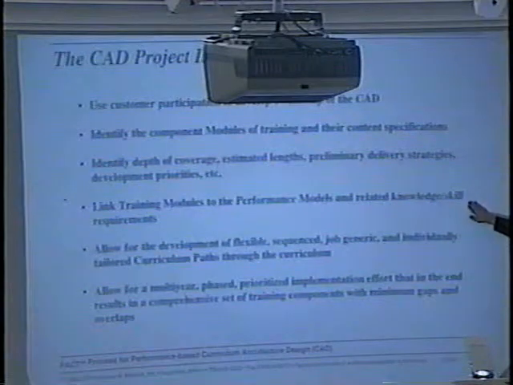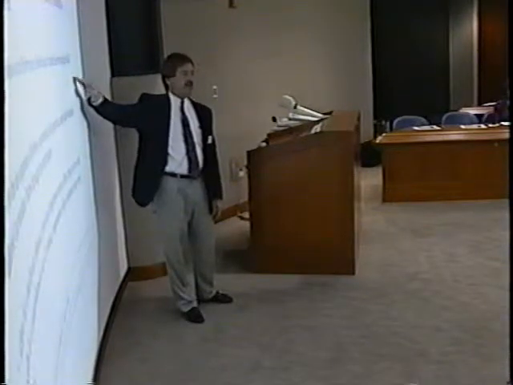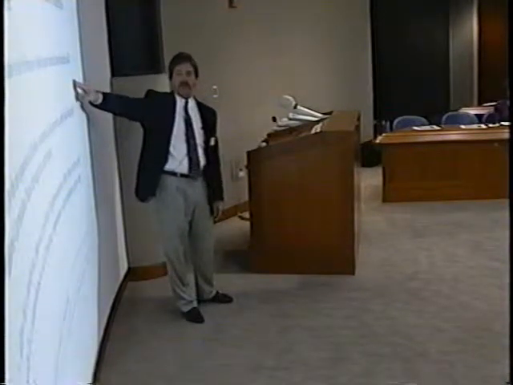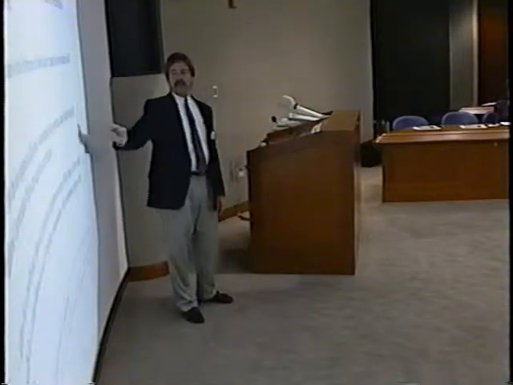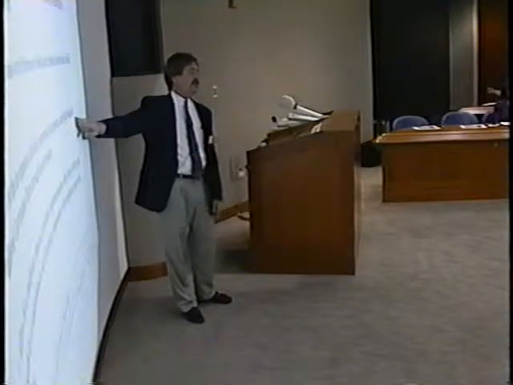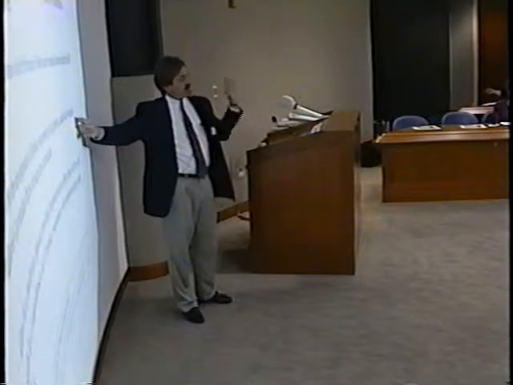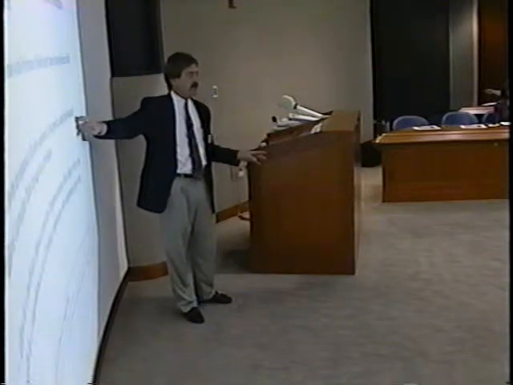Linking training modules to performance models and related knowledge and skill requirements assures us that training is performance-based. How do you get it performance-based? How do you anchor to performance? Well, this method will give you a way. This will allow you to develop flexible, sequenced, job-generic, and individually tailorable paths through the curriculum. That's what I was just talking about before. We can give a suggested menu of training and a suggested sequence and let them go from there.